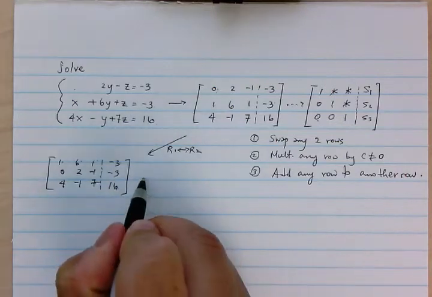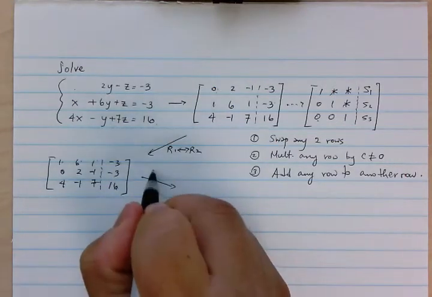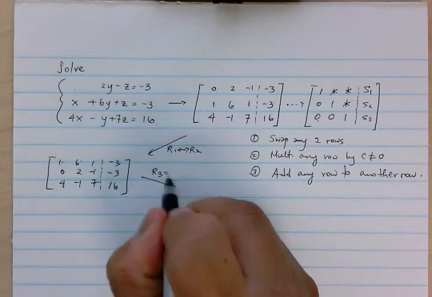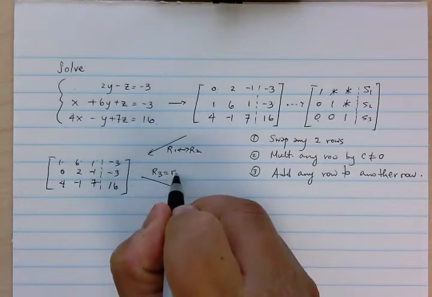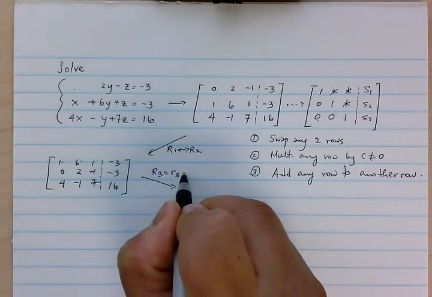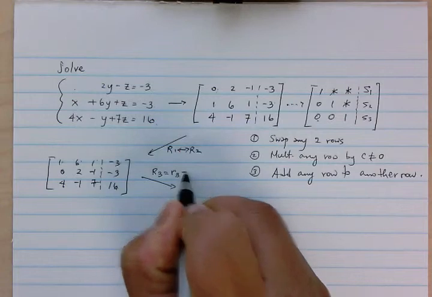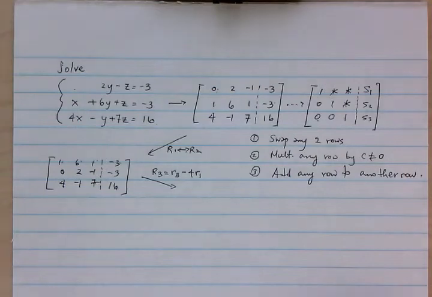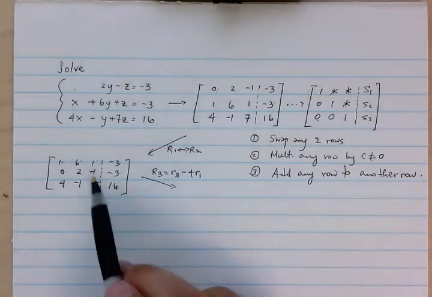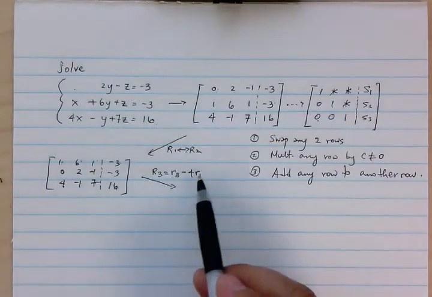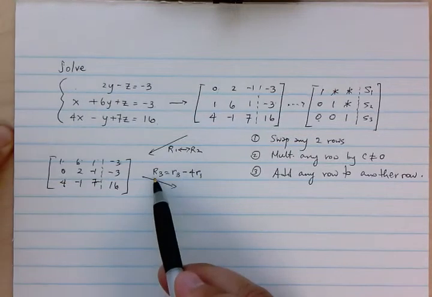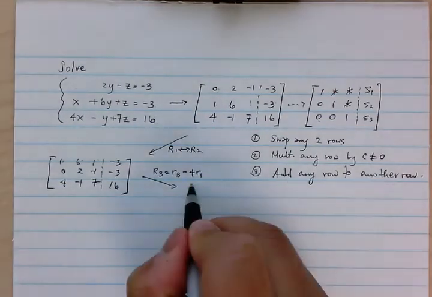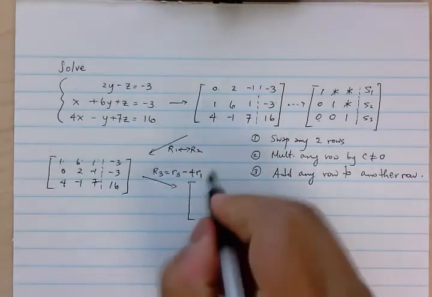The way we're going to show that is we'll write it as row 3 is equal to the previous row 3, we'll use lowercase r, minus 4 times row 1. So the idea here is anytime we use a lowercase r, it means from the previous matrix. Anytime we use a capital R, it's from the new matrix. So let's set it up.